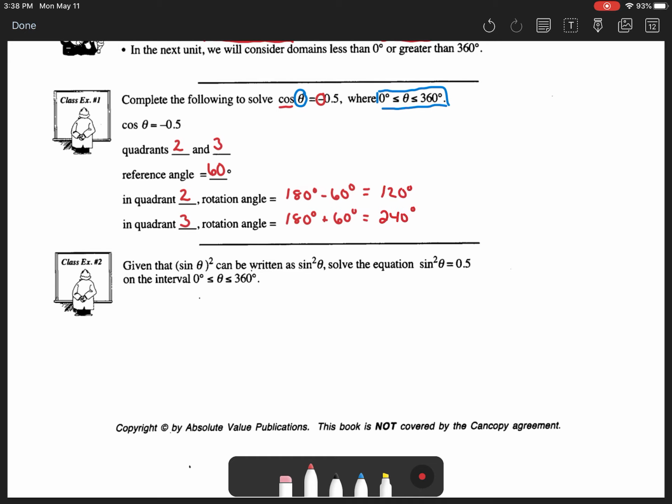So what you can do is, because this is an equation, to double check that your solutions are correct, you could just go cosine of 120 degrees and then go cosine of 240 degrees. And when you do that, what you will see is you get negative 0.5. So both of them are correct. 120 works and 240 degrees works. Those are your values of theta. So you can just say theta equals 120 degrees, comma, 240 degrees. And there are your solutions.